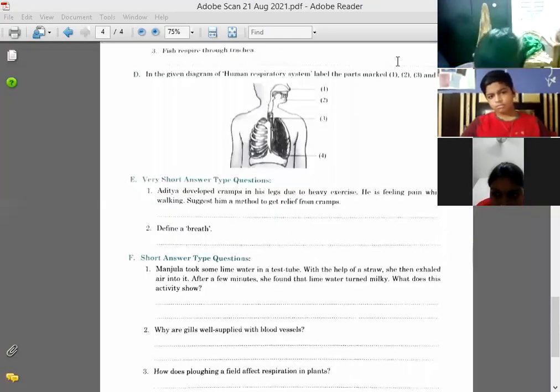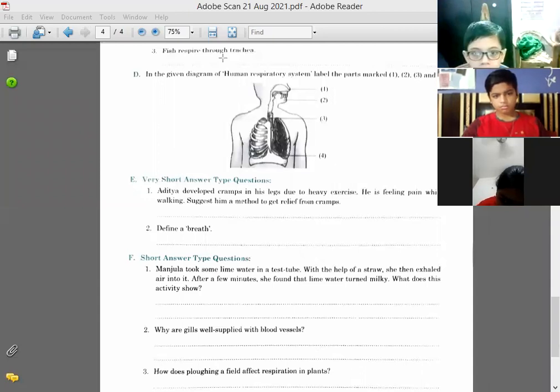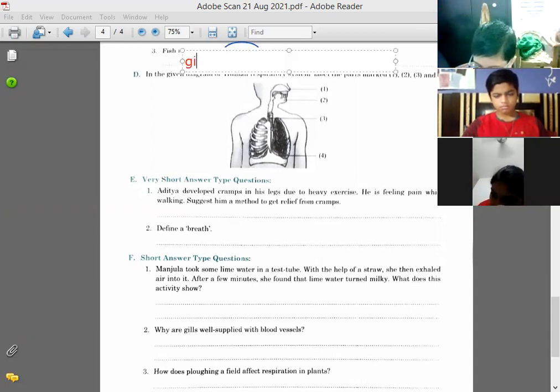Okay, let's continue with the next part. Fishes respire through trachea. So this word is totally wrong. Ma'am, it won't be trachea. Fishes respire through gills. Yes, so you may write down gills.